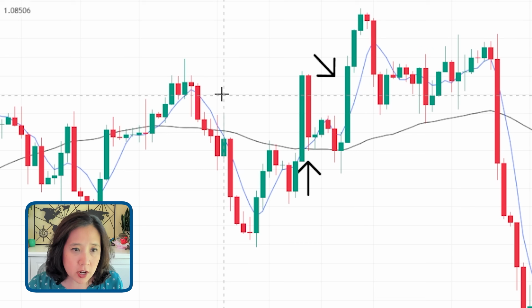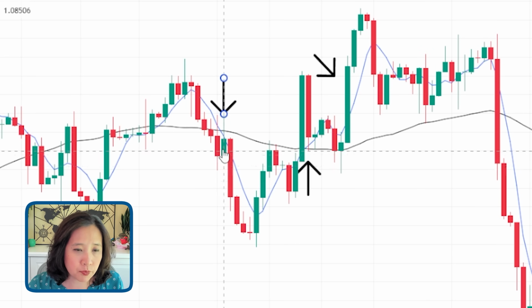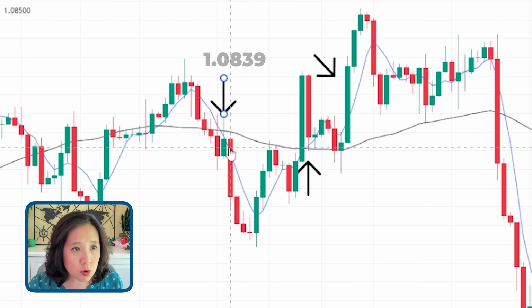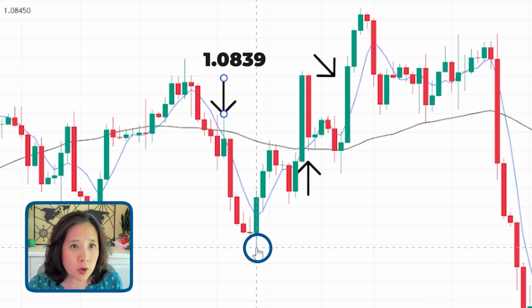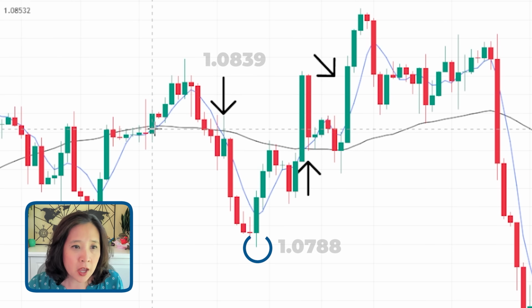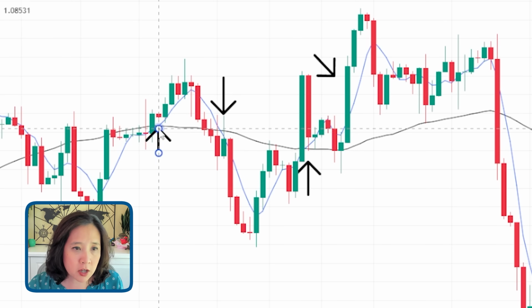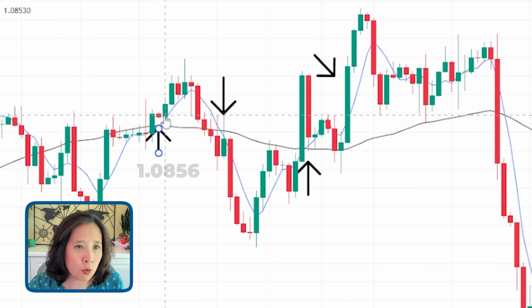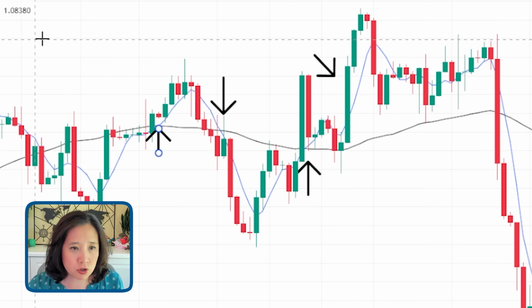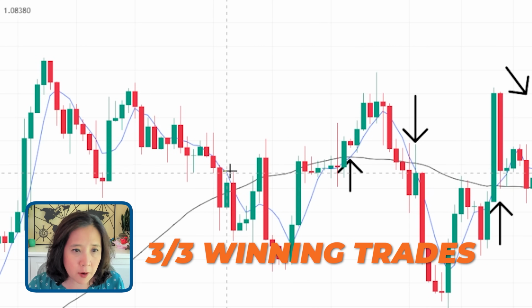Here is the next trade. Here we have on this candle the 5 SMA crossing below the 50. And then we're going to short at 108.39, which is where the 5 SMA is on the next candle. And you can see this low is 107.88, so 30 pips easily hit as well. Here we have the cross right over here, so we're going long at 108.56, and this one is another winning trade, so 3 out of 3 so far.